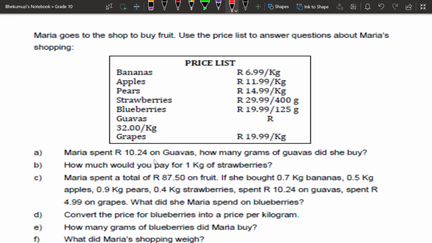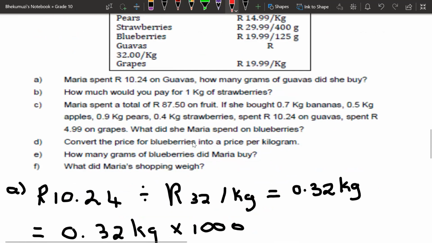Okay. So now it says, hey, Mary spent 10 Rand 24 cents on guavas. How many grams of guavas did she buy? Now we want to get how many grams, but you already know that you have kilograms here. You have 32 Rand for a single kilogram. So there has to be a conversion that needs to be made.